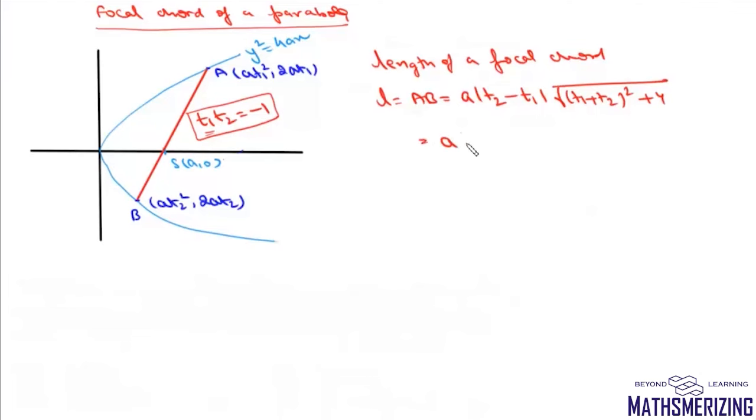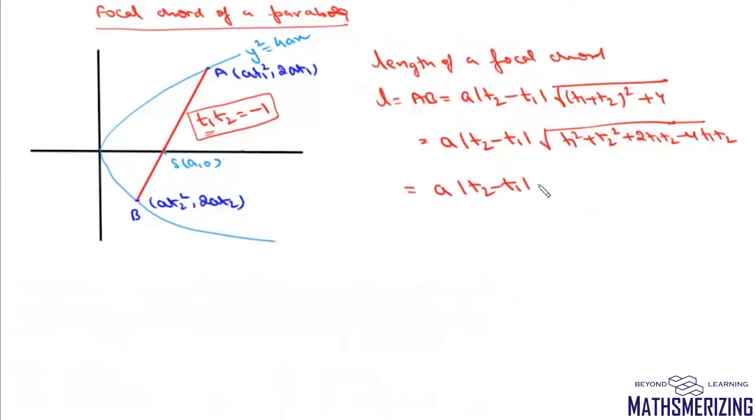So we can write it as a mod of t2 minus t1, and this is t1 square plus t2 square plus 2t1t2, and we can write this 4 as minus 4 into minus 1, and minus 1 is t1t2, so we can write it as minus 4t1t2. So we'll write it as a mod of t2 minus t1, and this again is a square plus b square minus 2ab, so we can write it as t2 minus t1 whole square. So the length of a focal chord of a parabola is a into t2 minus t1 whole square.